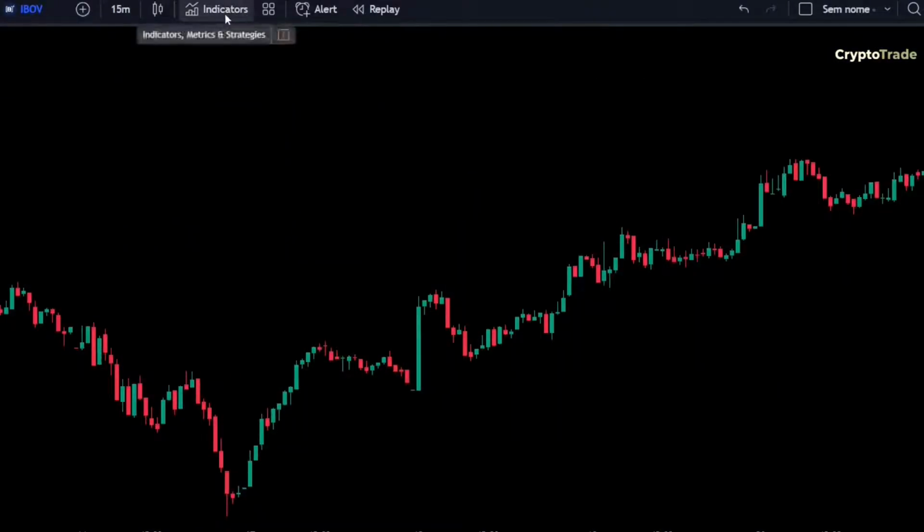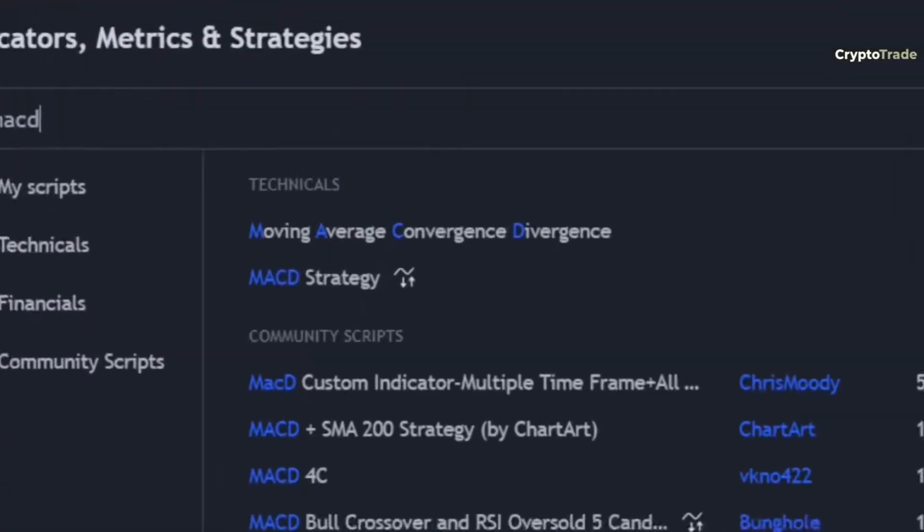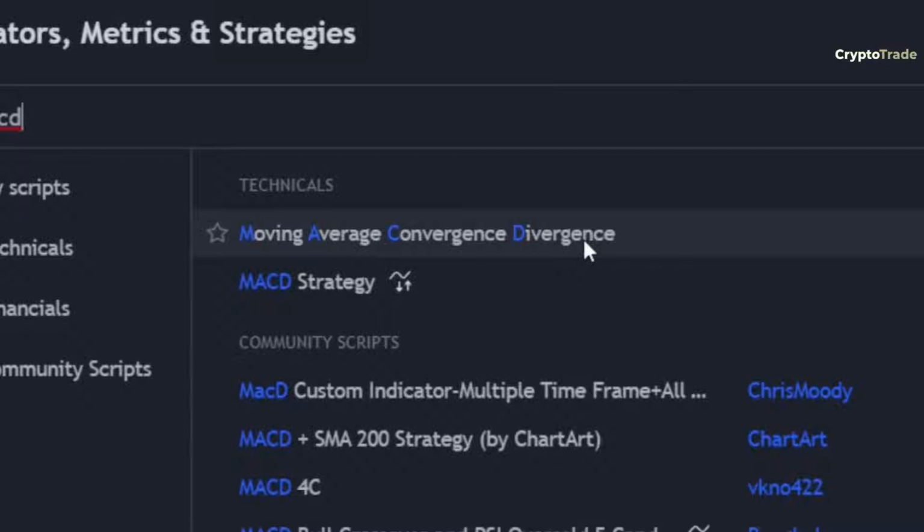To add the first indicator to the chart, open the indicator search bar in TradingView and type MACD. Select the indicator as shown in the video.